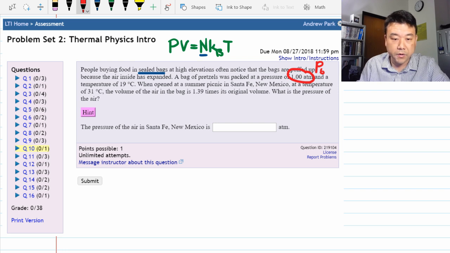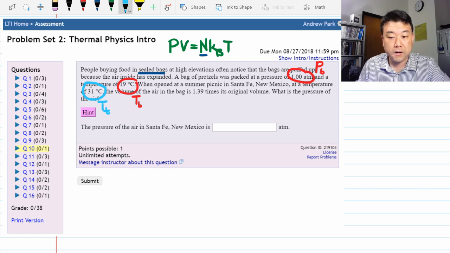And the temperature of 19 degrees C. Let me assign that another letter, temperature at the bottom. And it says when opened at a summer picnic place in some place at a temperature 31 degrees C. Let me give that another letter. This is the temperature, let's say at the top. The volume of the air in the bag is 1.39 times its original volume.